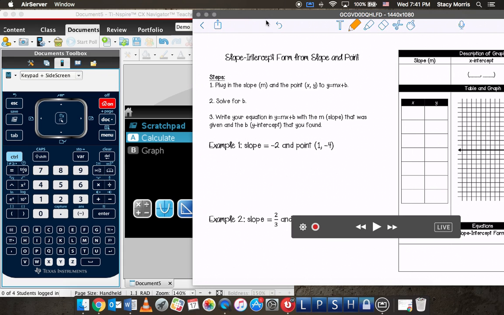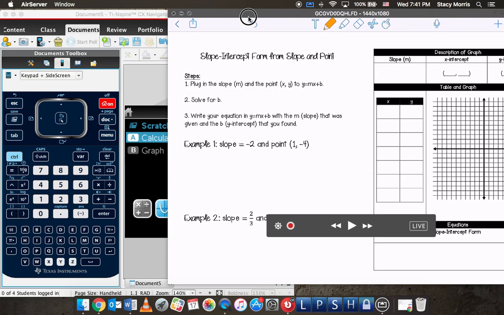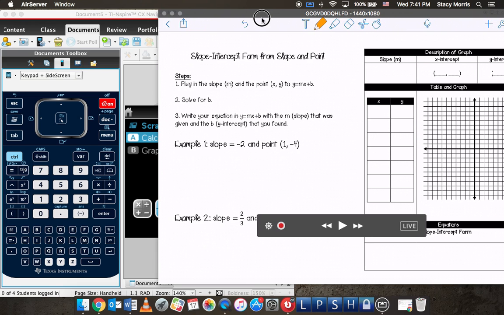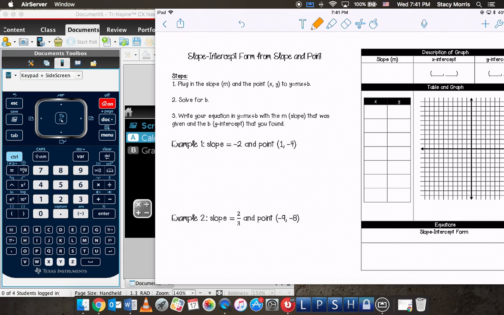Okay, so this is just going to be a little bit more on slope-intercept form, but this time we're given a little bit different information. We are going to be given the slope and a point. In the last practice, the specific point we were given was our y-intercept. This time we're just given a random point. I've listed out the steps here for your reference.